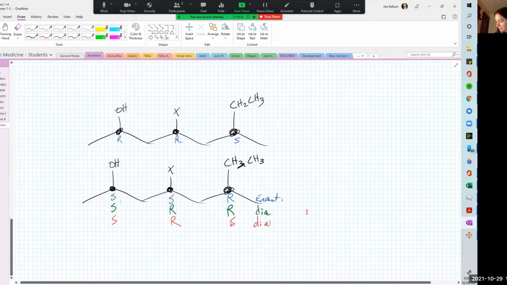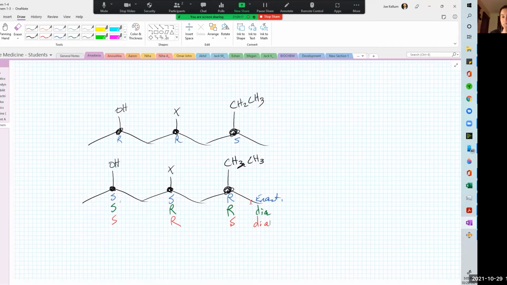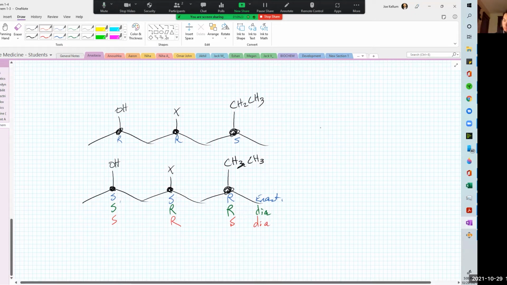Okay, that makes sense. Right. Okay. Yeah. So for any molecule that has chiral centers in it, so for a molecule that has like N chiral centers in it, this is going to make it easier.